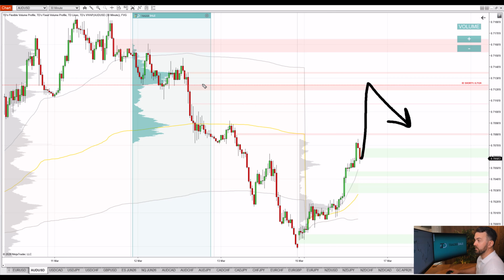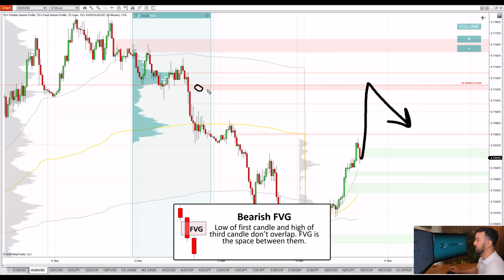Okay. As a little additional thing here, we also have a little fair value gap here. It also adds a bit of strength to that level. All right, so that's for the Australian dollar, US dollar.